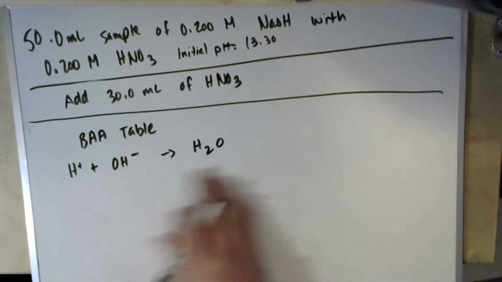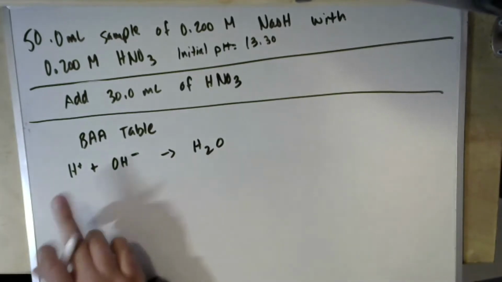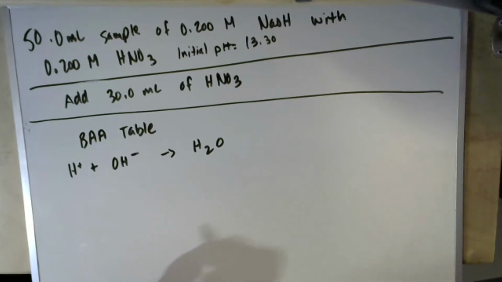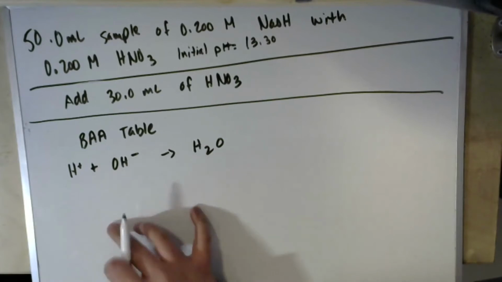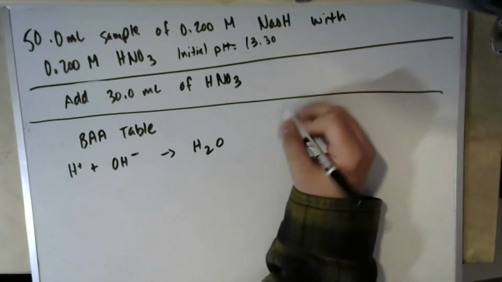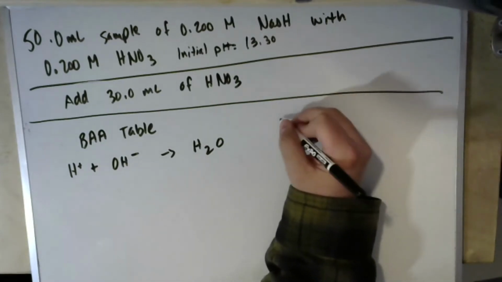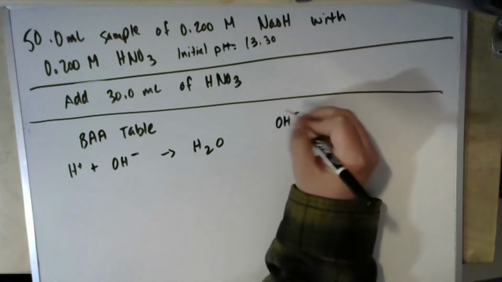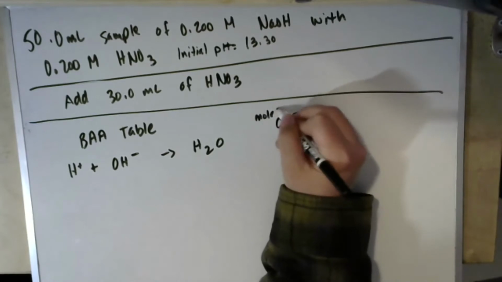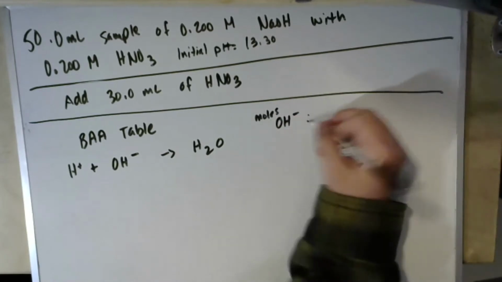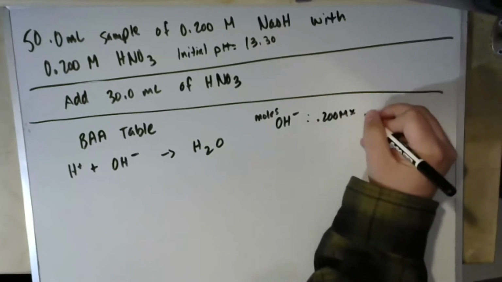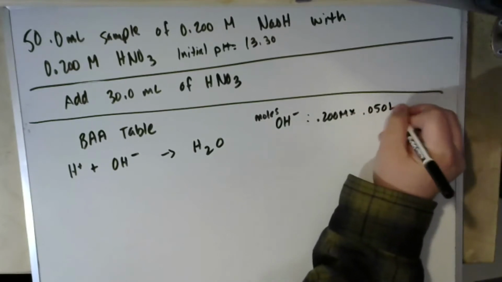So this is going to represent the reaction that's happening between the HNO3 and the NaOH. And we want mole values to put in here, right? So we know that we had 50 milliliters of 0.2 molar NaOH. So to find our moles of OH minus, we're going to take that molarity and multiply it by the volume in liters.